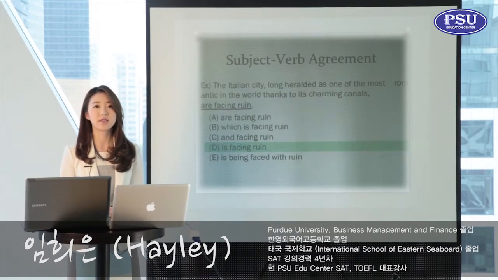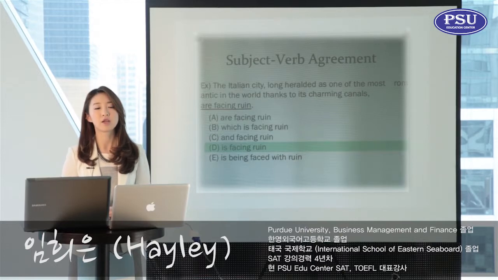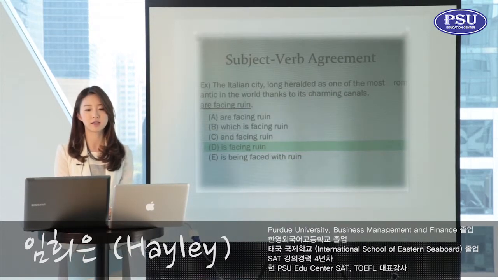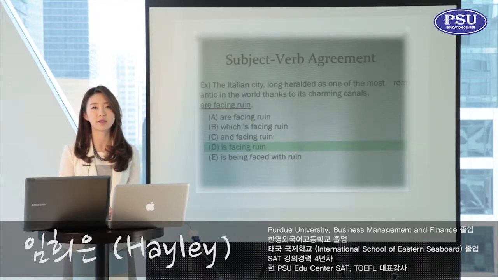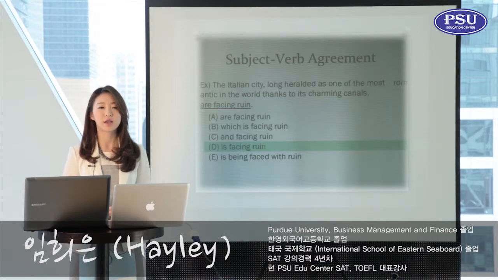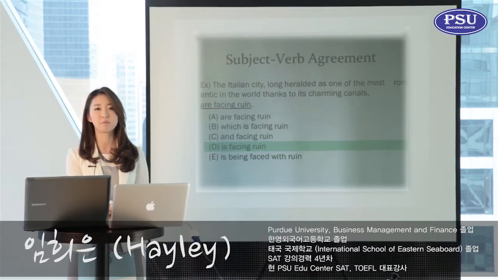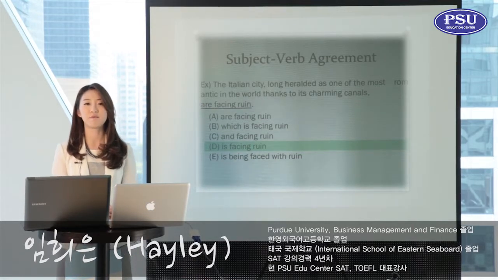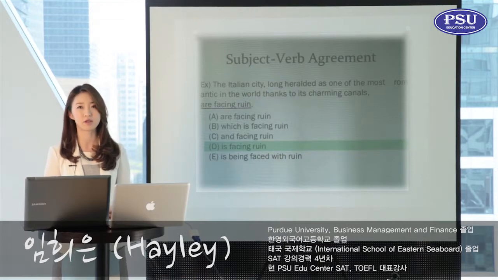So, the Italian city, since this is a singular noun, 저희는 verb도 singular verb로 가야겠죠. 하지만 지금은 choice A가 are facing이 아닌 is facing이 돼야 되니까 A는 생략하시고, 그리고 저번 lecture 때 제가 한 말 기억해요? being이 들어가면 항상 피해라. 그래서 choice E is being faced with ruin. 이것도 과감히 버리셔도 돼요.